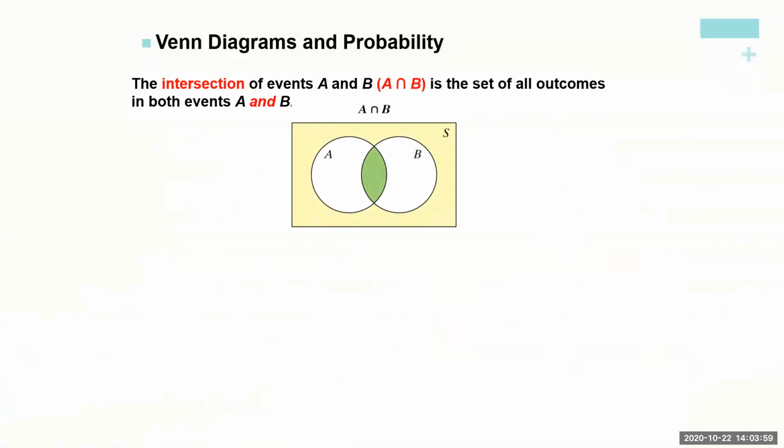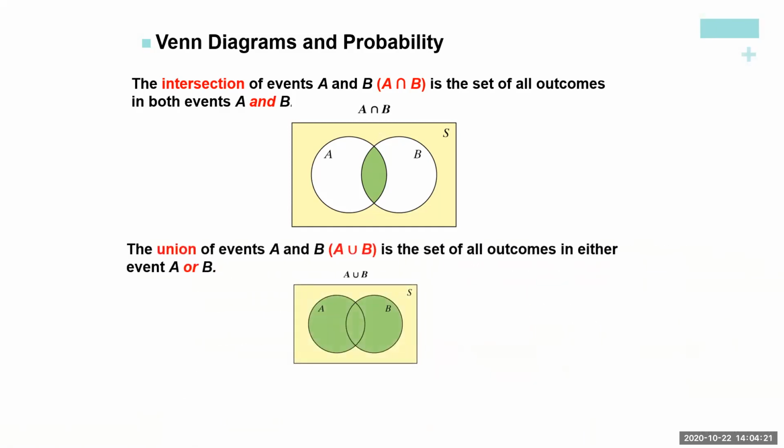So Venn diagrams can help us determine probability, and Venn diagrams are a great way to visually represent probabilities. So the intersection of events A and B, given this notation, the little upside down N looking part, is the set of all outcomes in both events A and B. So intersection, think and. They are common to both, the overlapping part.